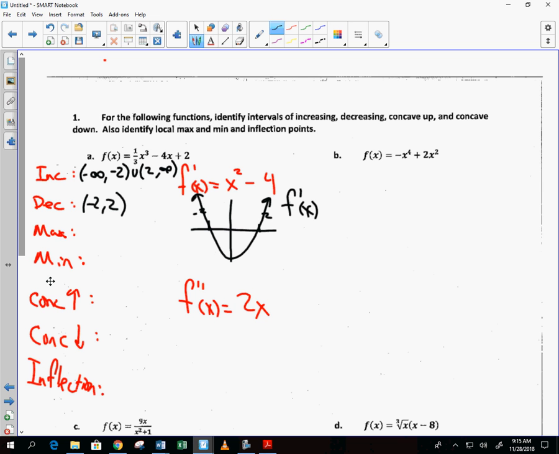What is the definition of a local maximum? Think about the local maximum. What happens at that spot? f prime of x changes from positive to negative. You're right, the derivative will be equal to 0 at that spot, but we have to consider where it changes from positive to negative. Where does this change from positive to negative? This is where it changes from positive to negative. So therefore, it's going to have a local max at -2.